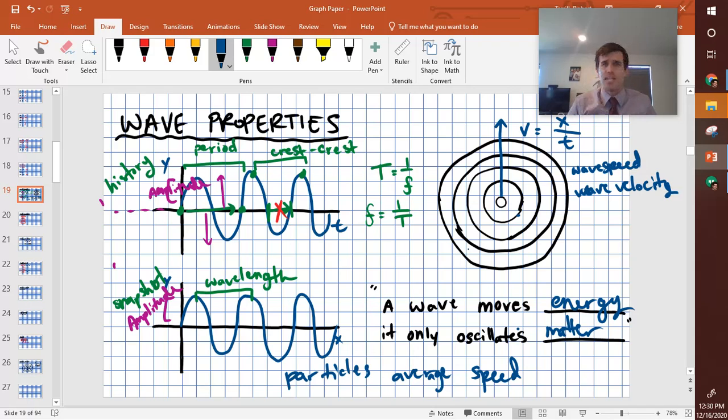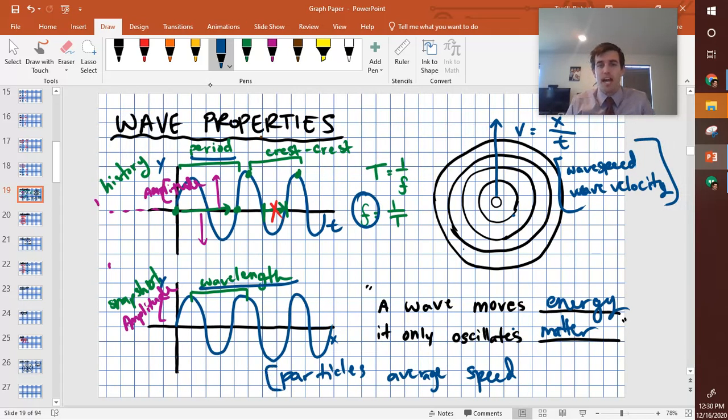So those are the key ideas for wave properties. Make sure you have the difference between the two graphs sorted out. You know all of those variables specifically. Just to go down the list one more time, make sure you know what period is, you know what frequency is, you know what wavelength is, you know what wave speed is, and you know what the particle's average speed is. And, oh, last one, you know what amplitude is. And if you got all of that stuff out of this video, then you are in good shape.